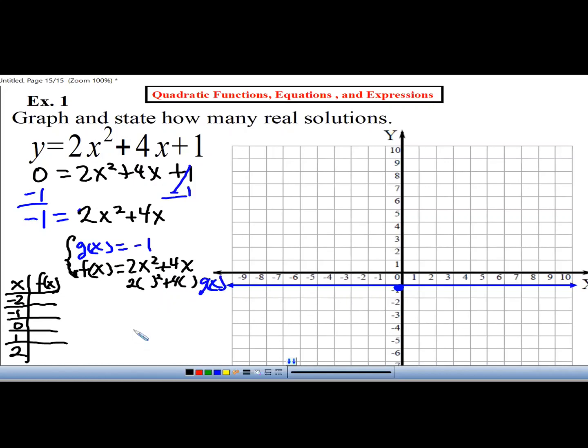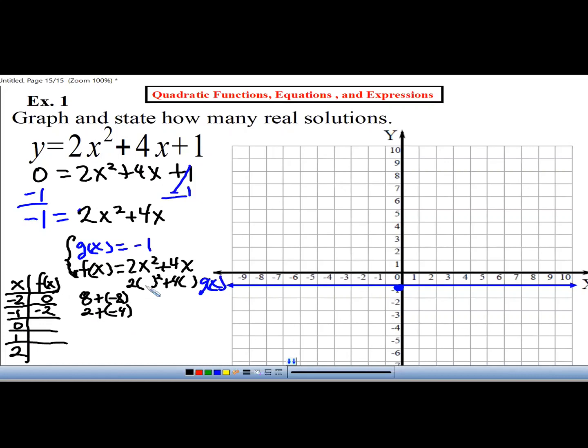Okay, here we go. What is, if I substitute -2 in here, what is -2 squared? 4. What is 4 times 2? 8 plus. What is 4 times -2? 4 times -2 is -8. What is 8 minus 8? 0. Let's do the next value. -1. What is -1 squared? 1. What is 1 times 2? 2. So let me write that there, 2. Plus 4 times -1, that's -4. Okay, so what is 2 plus -4? That's -2.